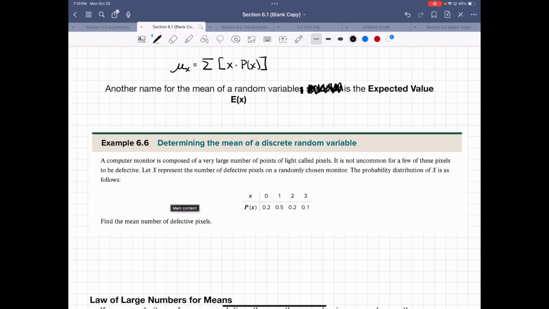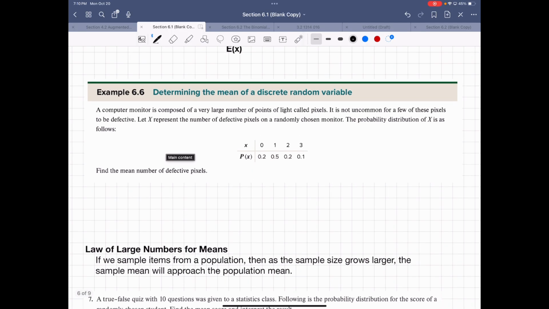All right, let's look at example 6. It says, a computer monitor is composed of a very large number of points of light called pixels. It is not uncommon for a few of these pixels to be defective. Let X represent the number of defective pixels on a randomly chosen monitor. The probability distribution of X is as follows.